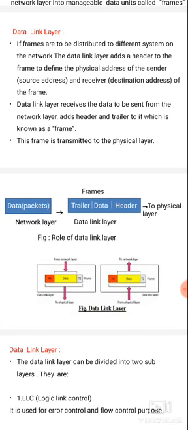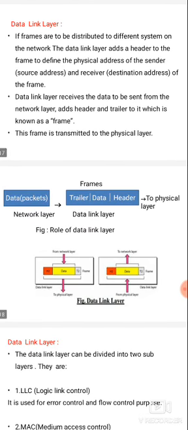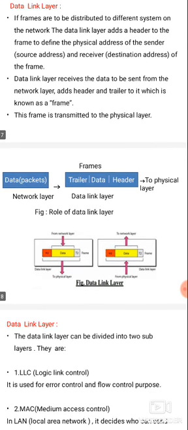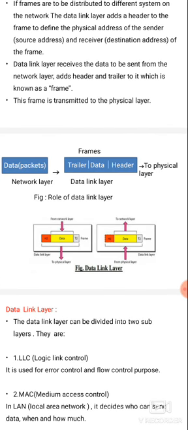Next, the data link layer adds the header and trailer, which consist of the source address and destination address, that is, the physical addresses of the sender and receiver of the frame. The data link layer receives the data to be sent from the network layer and adds the header and trailer, which is known as a frame. The frame is transmitted to the physical layer.